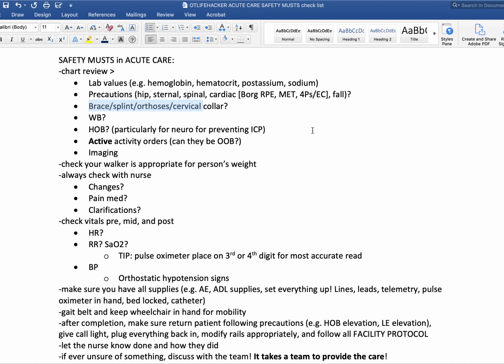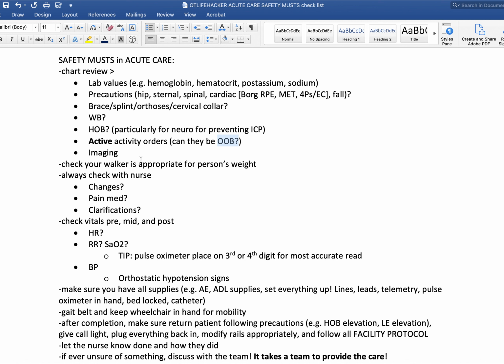It is very important that you follow head of bed elevation precautions because it can help prevent increased intracranial pressure. Active activity orders are extremely important. You need to make sure that activity orders are current, up to date, and active. I've had a few times where I asked, is this still active? I talked to my supervisor, found out it's not, so we had to check with the nurse and the rest of the team. So you have to make sure, can they be out of bed?